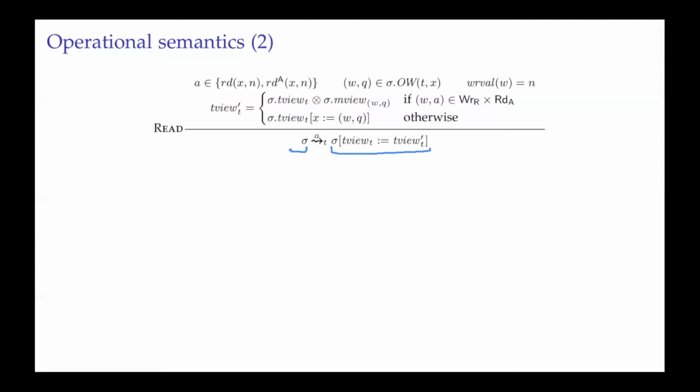So here, the event A that labels the transition could either be a relaxed read or an acquiring read. W is the write that this read reads from. And because the read returns the value n, we require that the value of the corresponding W is also n. We then have two cases, depending on whether the read induces a release-acquire synchronization or not. The updated thread view is therefore constructed via case analysis, and this updated thread view is introduced into the post state, as you can see here.